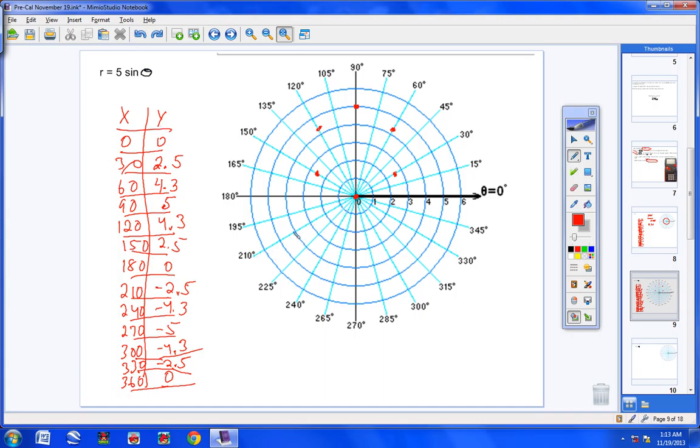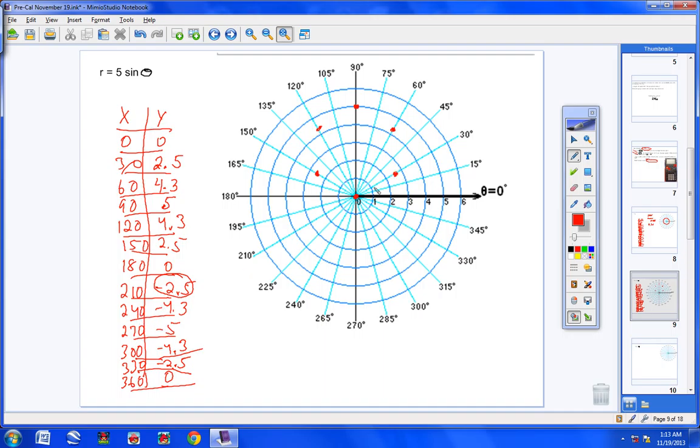So then instead of staying right here on 210, that negative 2.5 means I reverse my direction and I go back this direction here to 30 right here. So the negative 2.5 means I rotated 210 degrees, and then because it's negative I go the opposite direction, so I end up hitting this exact same point right there.